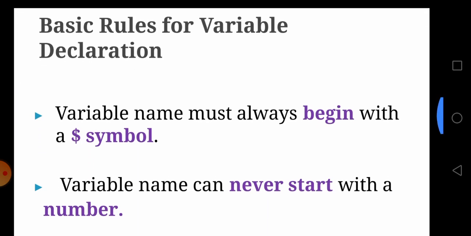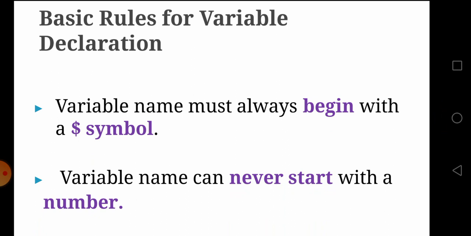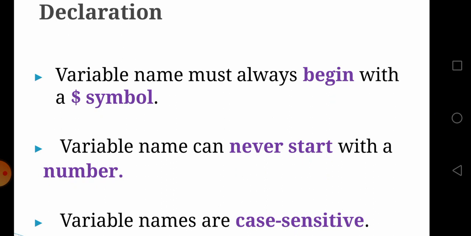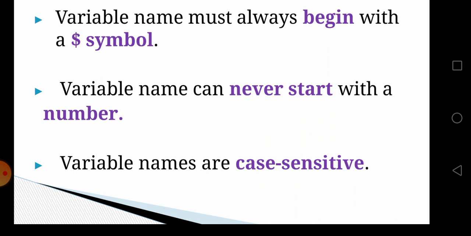The basic rules of variable declaration. A variable must begin with a dollar symbol, an important 1 mark question, note down. A variable name never starts with a number. I said variable means alphabets. Variable names are case sensitive.